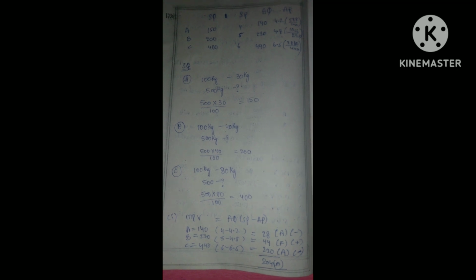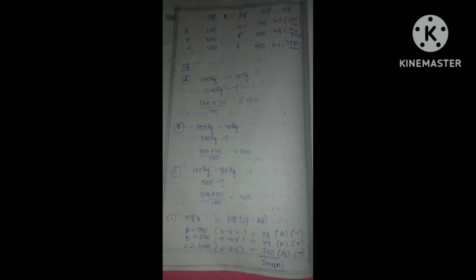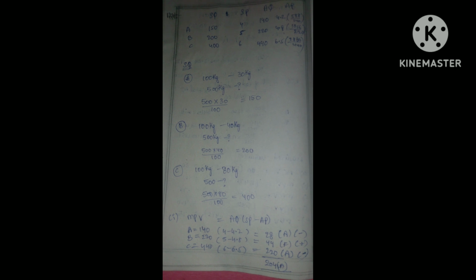In chemical B, actual quantity is 220, standard price is 5 and actual price is 4.8. So 220 into 5 minus 4.8, we will get 44 favorable. In chemical C, actual quantity is 440, standard price is 6 and actual price is 6.5. So 440 into 6 minus 6.5, we will get 220 adverse. First add the adverse values, that is 28 and 220. So 28 plus 220, we will get some value. Subtract 44 from that value, so we will get the final answer, 204 adverse.